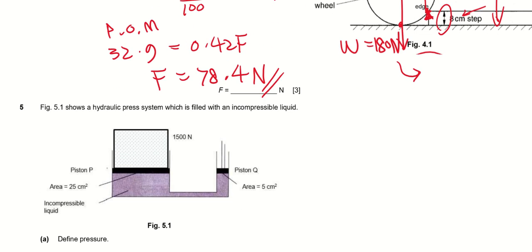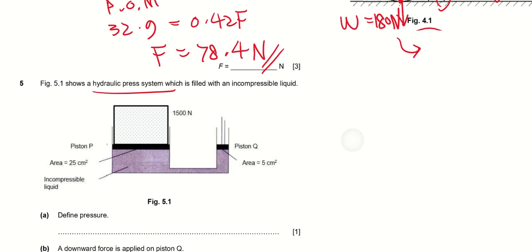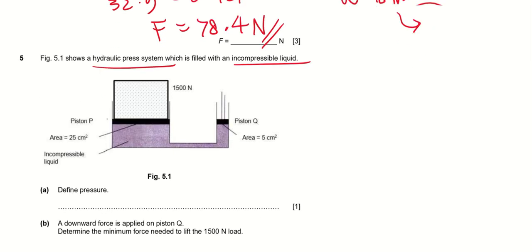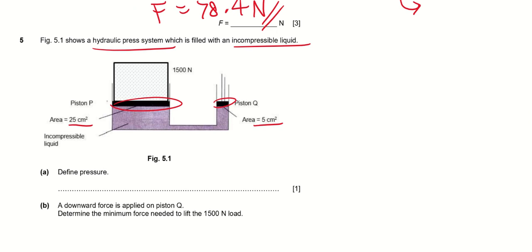Question 5 shows a hydraulic press which is filled with an incompressible liquid. I check that the area is given as area, not diameter. In the previous video I also told you to be careful if the dimension of the piston is given in radius or diameter, because anything with a square, you have to be careful. So what is common between these two pistons? The pressure at P is equal to the pressure at Q. So force P over area P equals force Q over area Q.